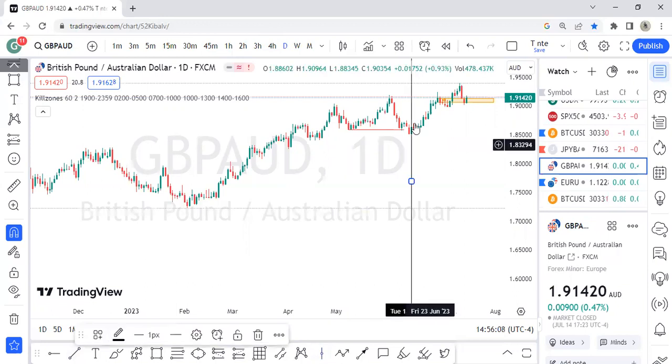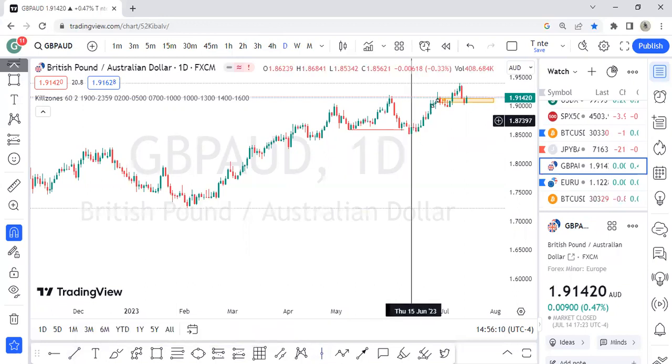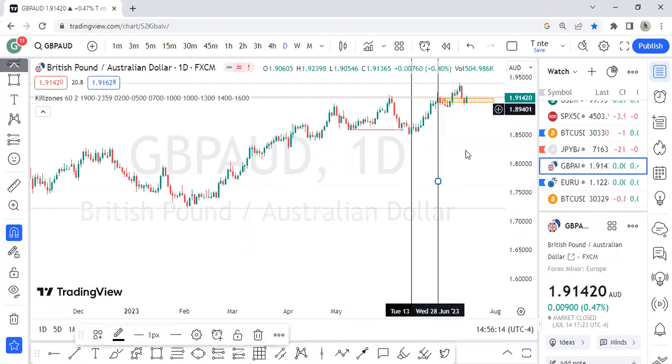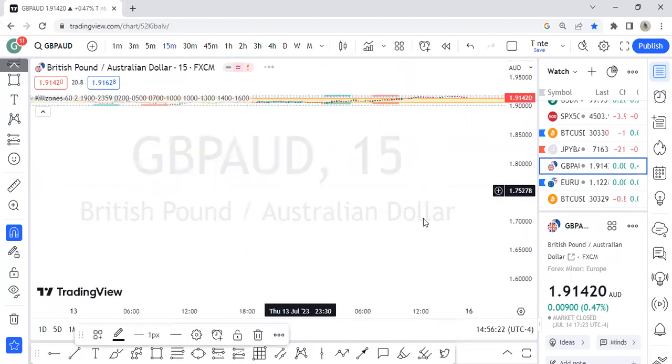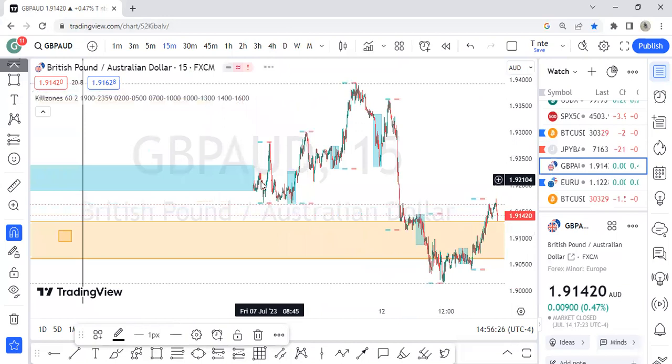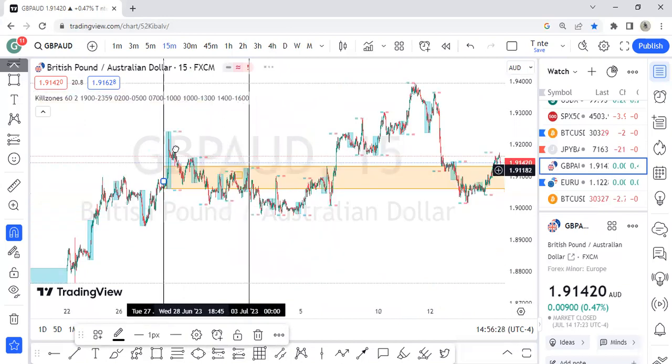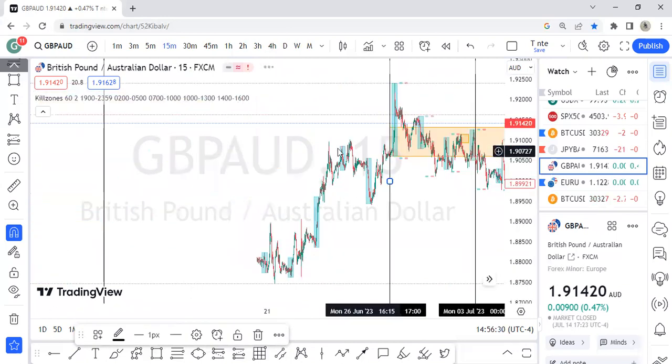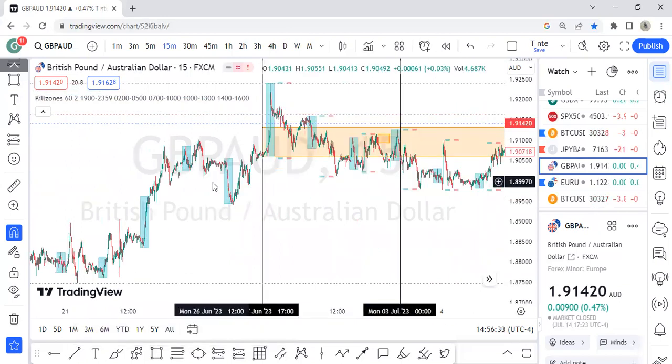The market was clearly bullish from here. The market gave a clear bullish confirmation up to this point. Let's simply look at this point just here, between the 13th of June to the 28th. Right, that's what we're looking at. Let's go to the 15-minute time frame. That's what we're looking at, between the 15th. All right, so let's look at that period, right?